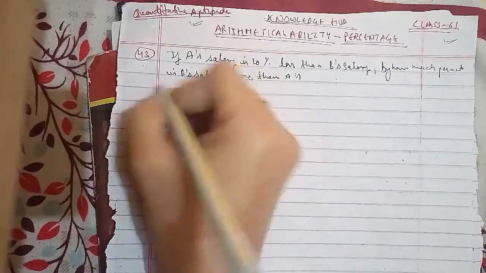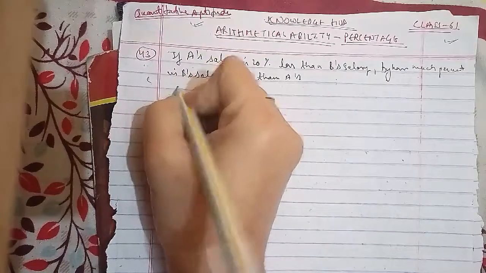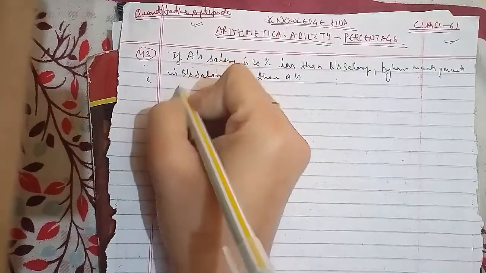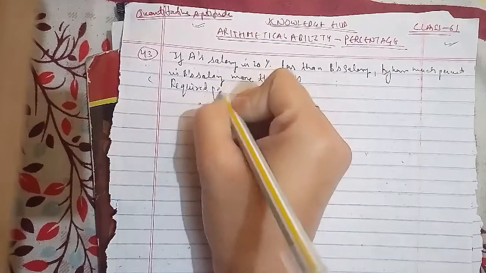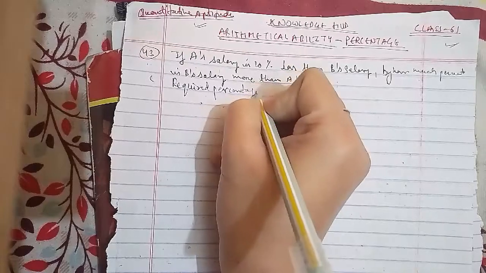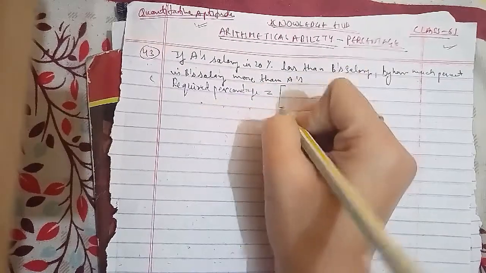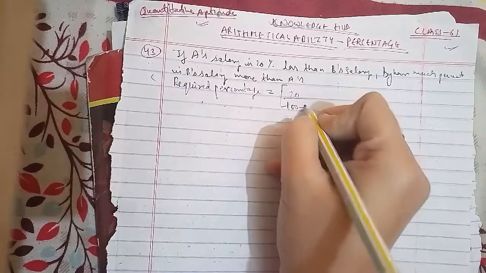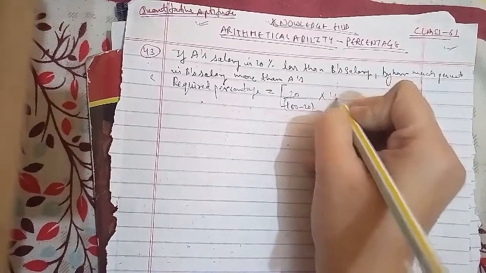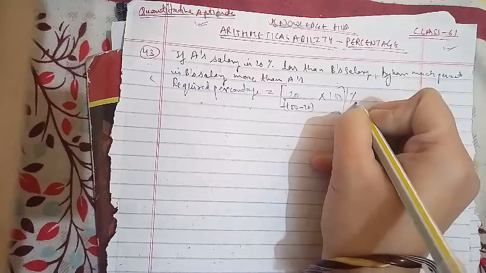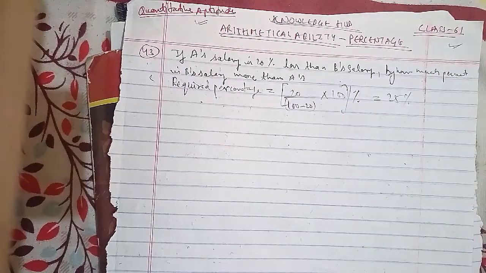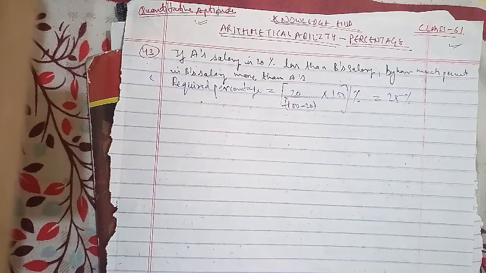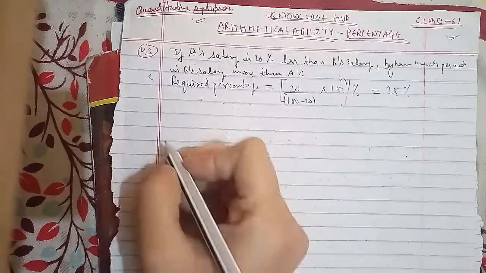Required percentage is equal to 20 upon 100 minus 20, into 100%, which equals 25%. That is the right answer for this particular question. Now we'll go ahead with another important question, the 44th question of the sessions.